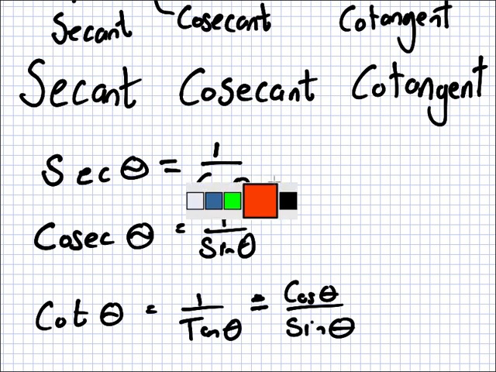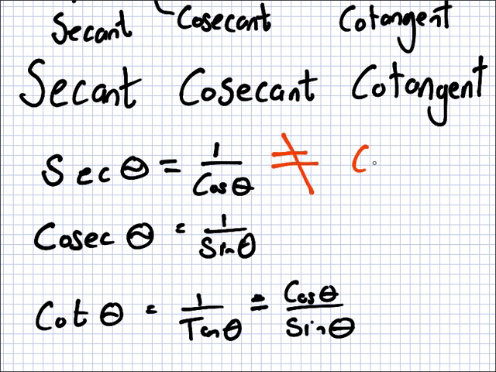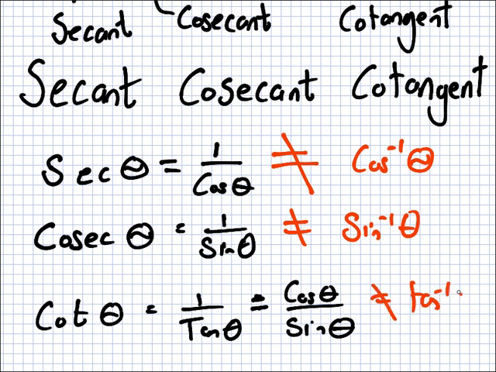Now, just to be clear, this is important. This is not this. And this is not this. Why? Because the minus 1 here does not mean 1 over. It means inverse. Do you remember this word?